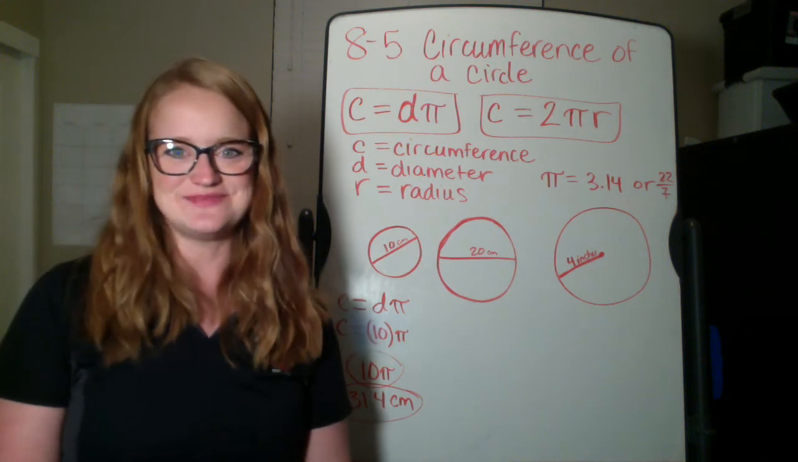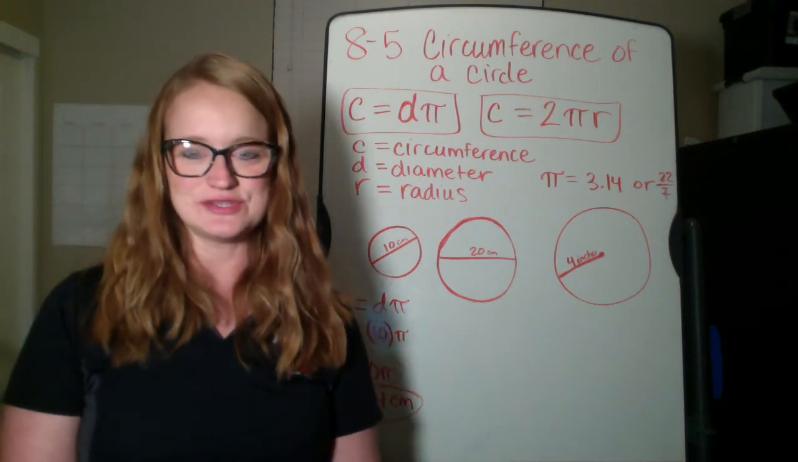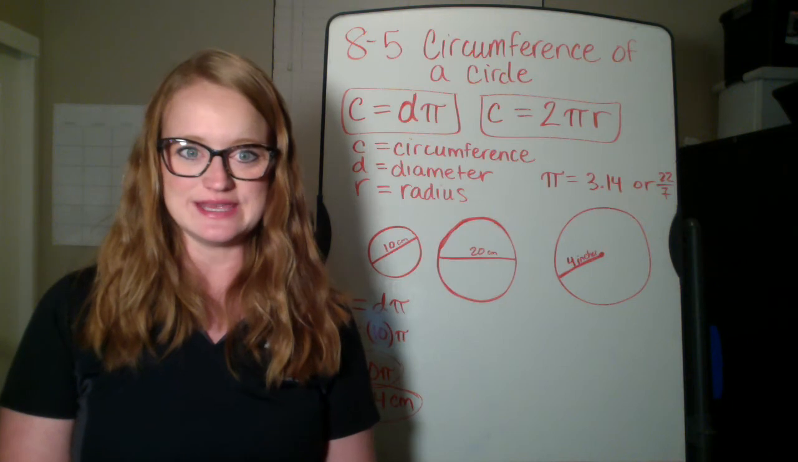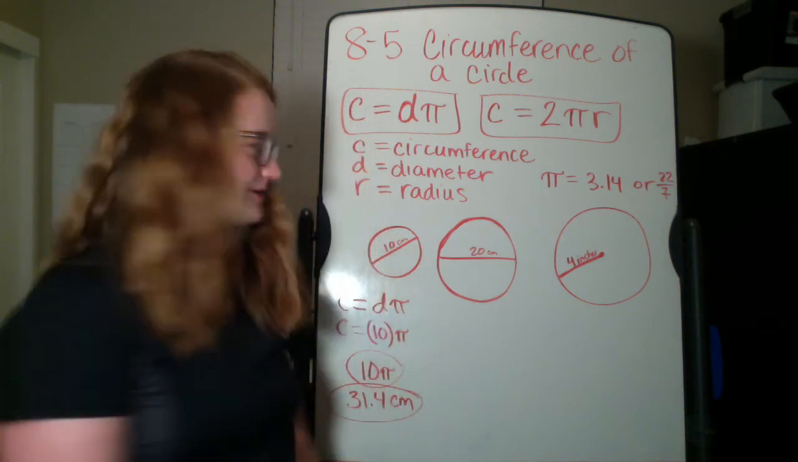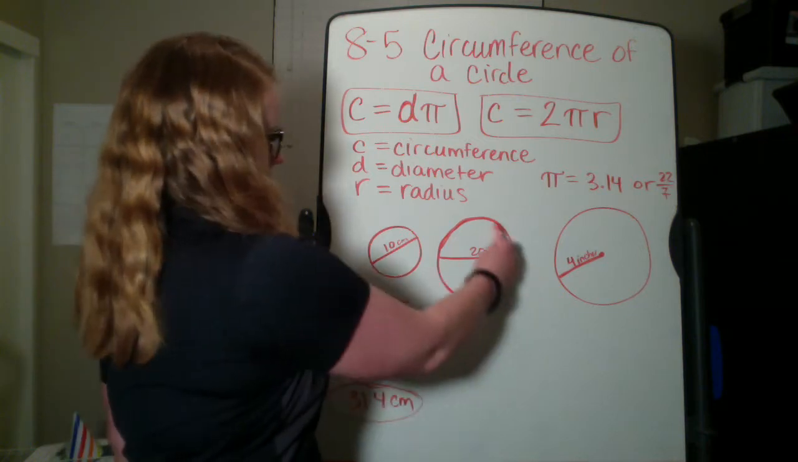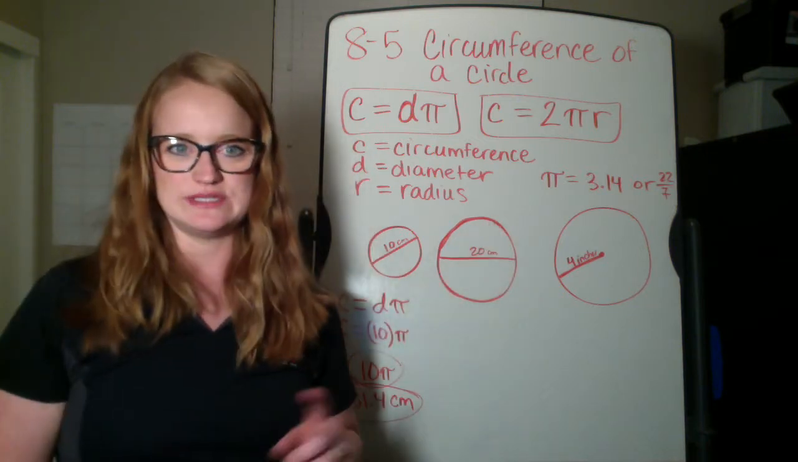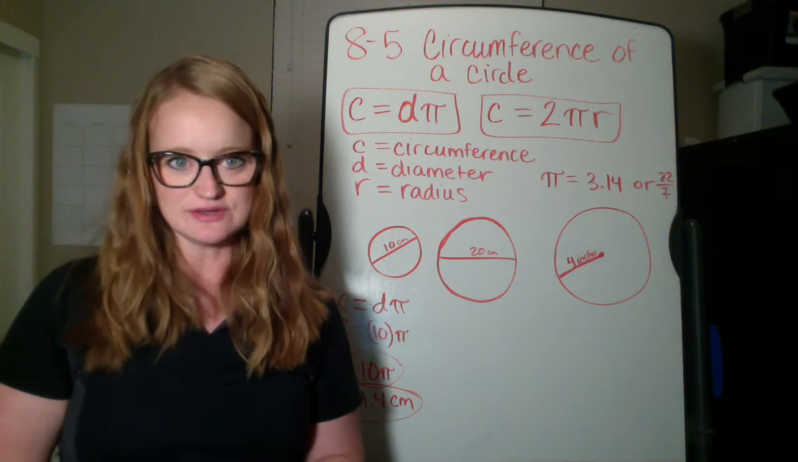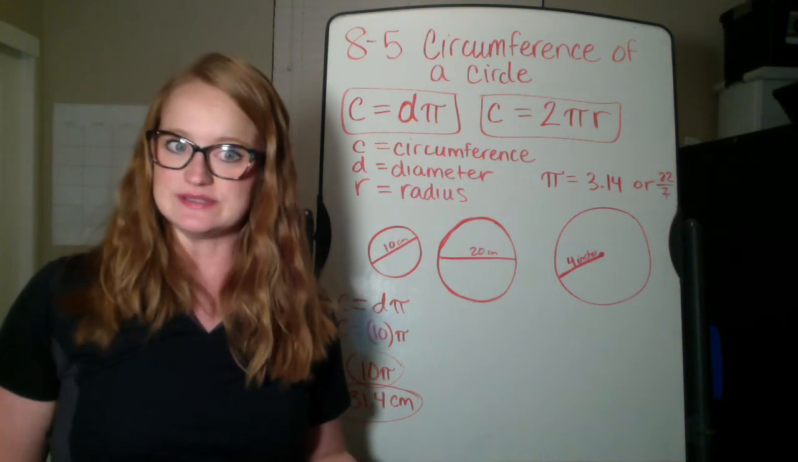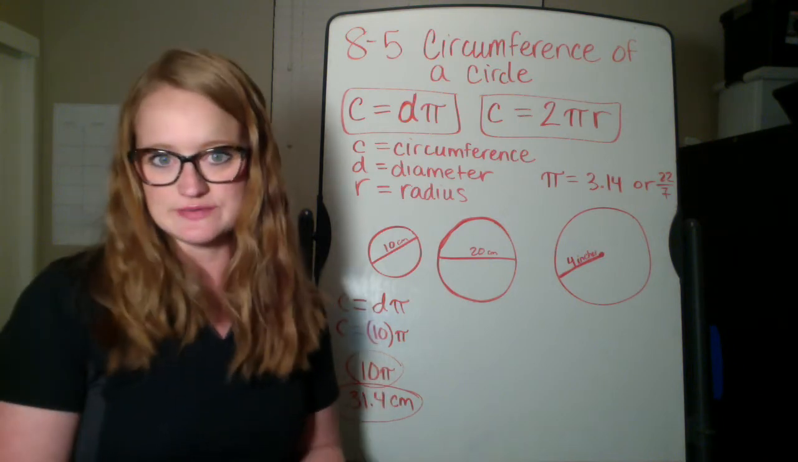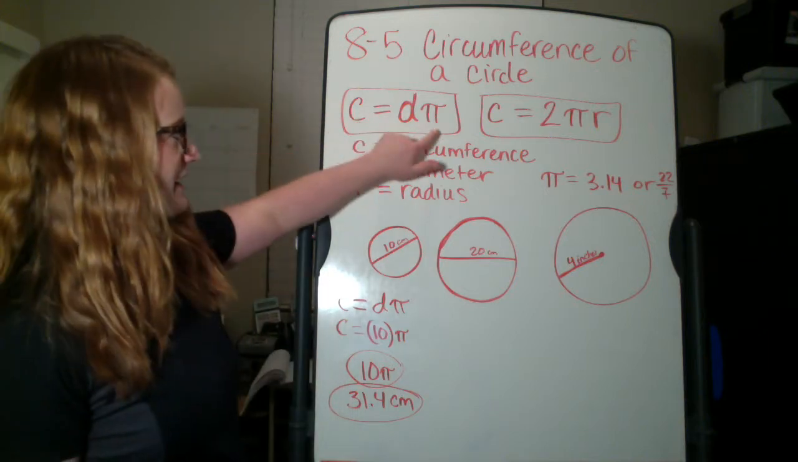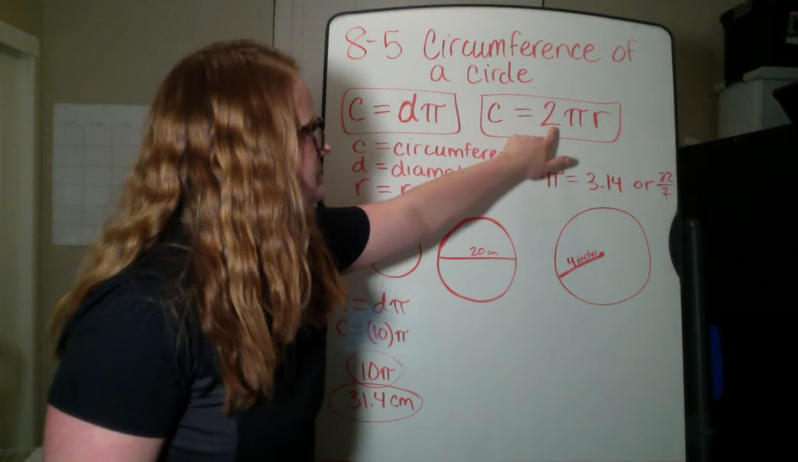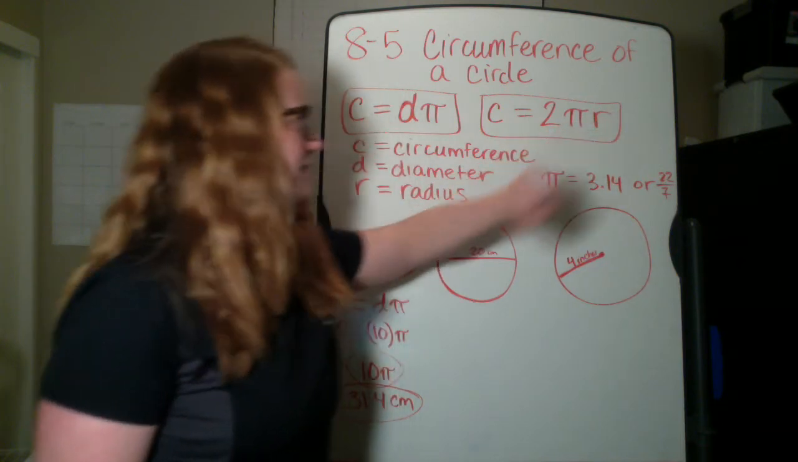8-5 is finding the circumference of a circle. So circumference is really the perimeter of a circle. It is the distance all the way around the circle. And when we know the diameter and the radius of a circle, we can find the circumference. And we can use two different formulas. Those are c equals d times pi and c equals 2 pi r.